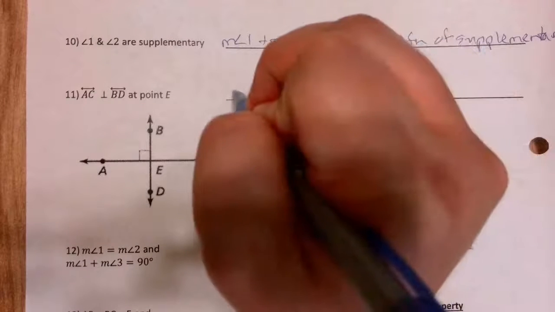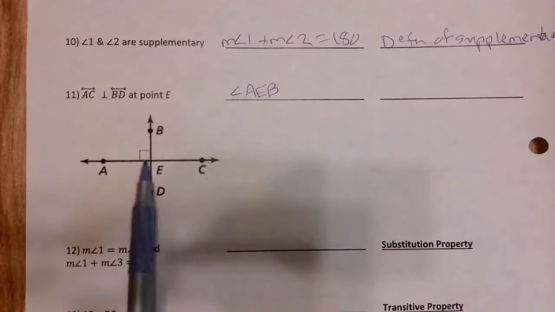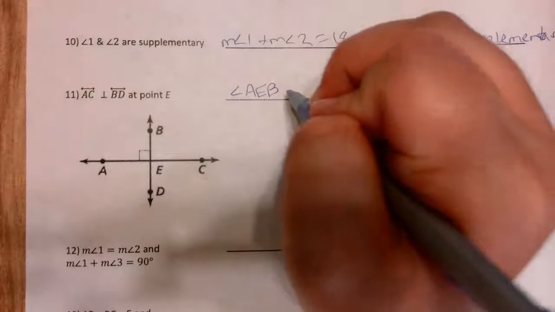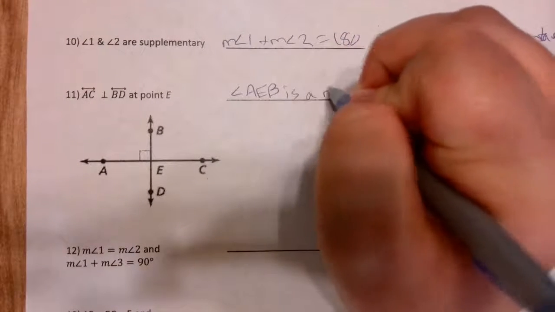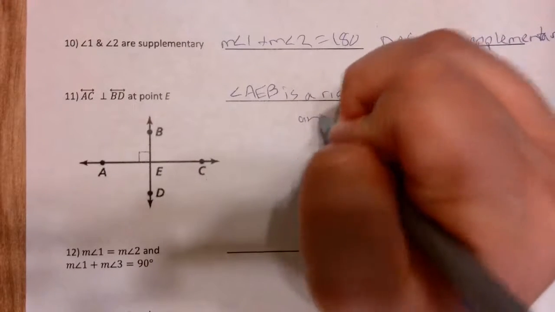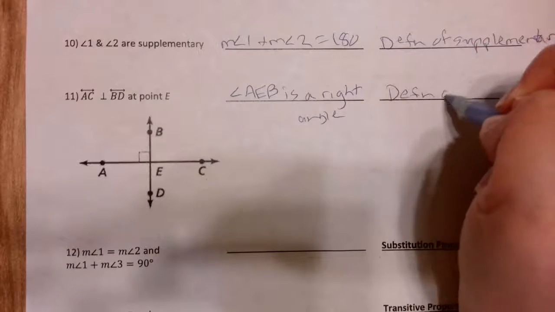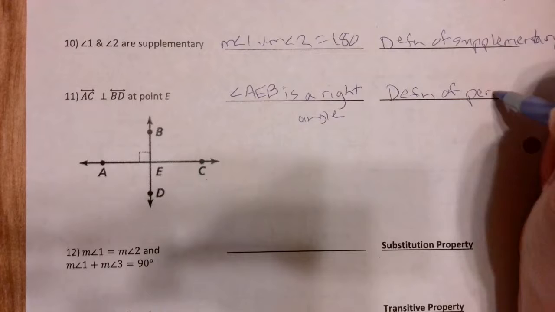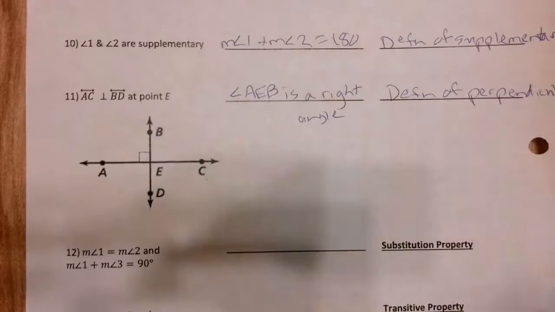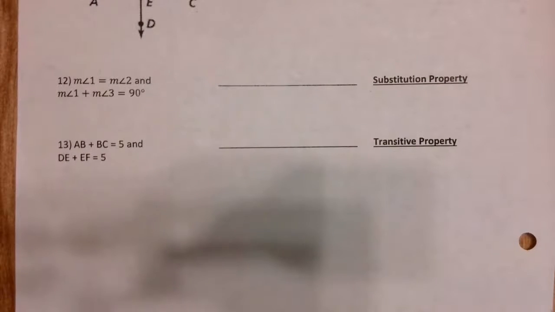So that would mean angle AEB, or any of the other three that you need, is a right angle. And how do we know? Definition of perpendicular. Last two are very important ones.